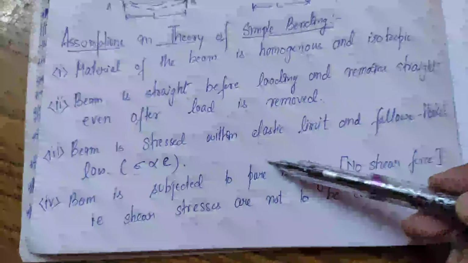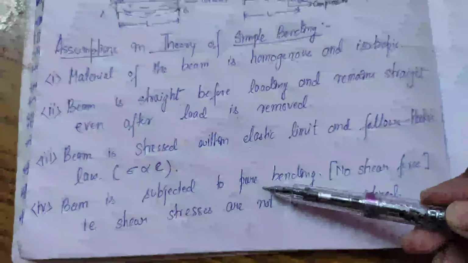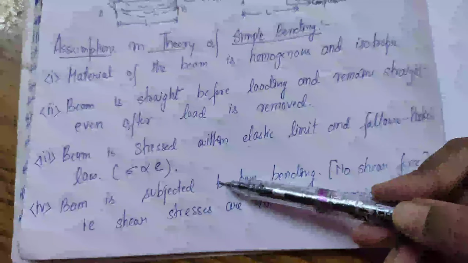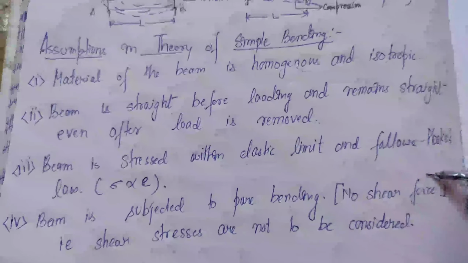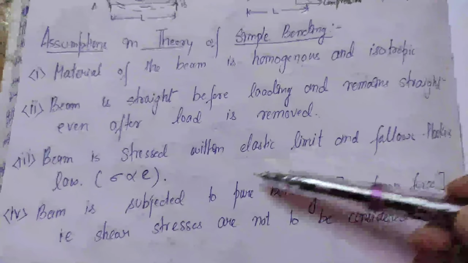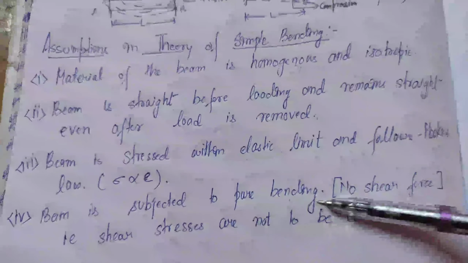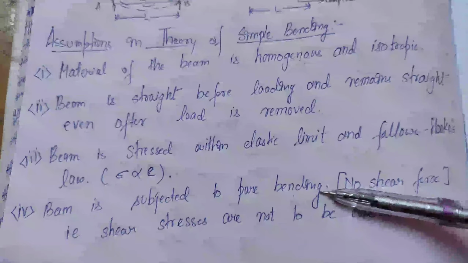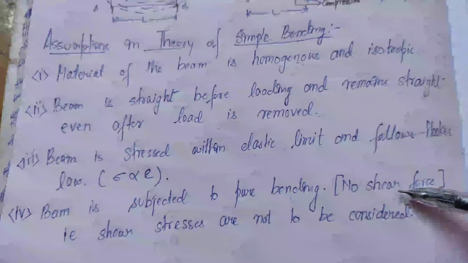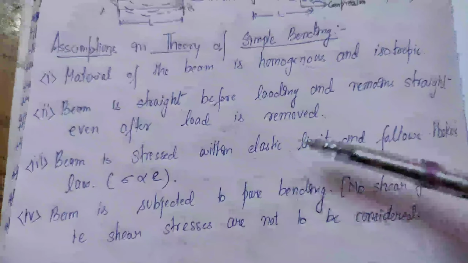Next, the beam is subjected to pure bending, with no shear force. Pure bending means the beam experiences only a bending moment. It does not experience any shear force, so shear stresses are not to be considered. In pure bending, the beam is experiencing only bending. There is no shear force in the beam. So this is the case of pure bending, where shear force is not considered.